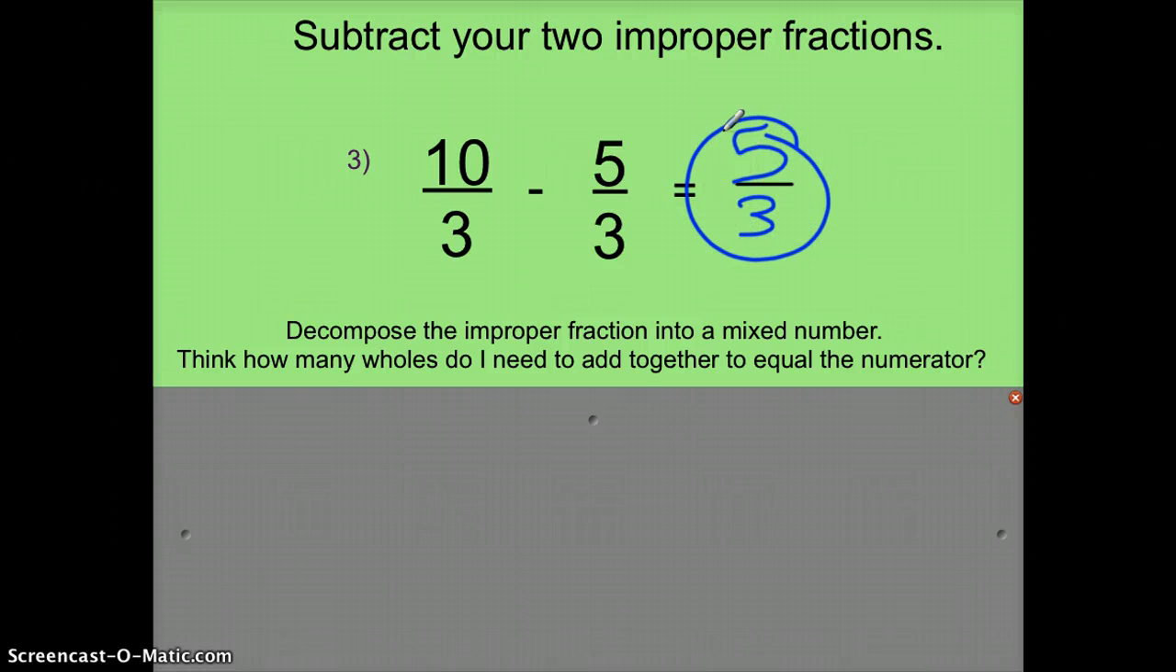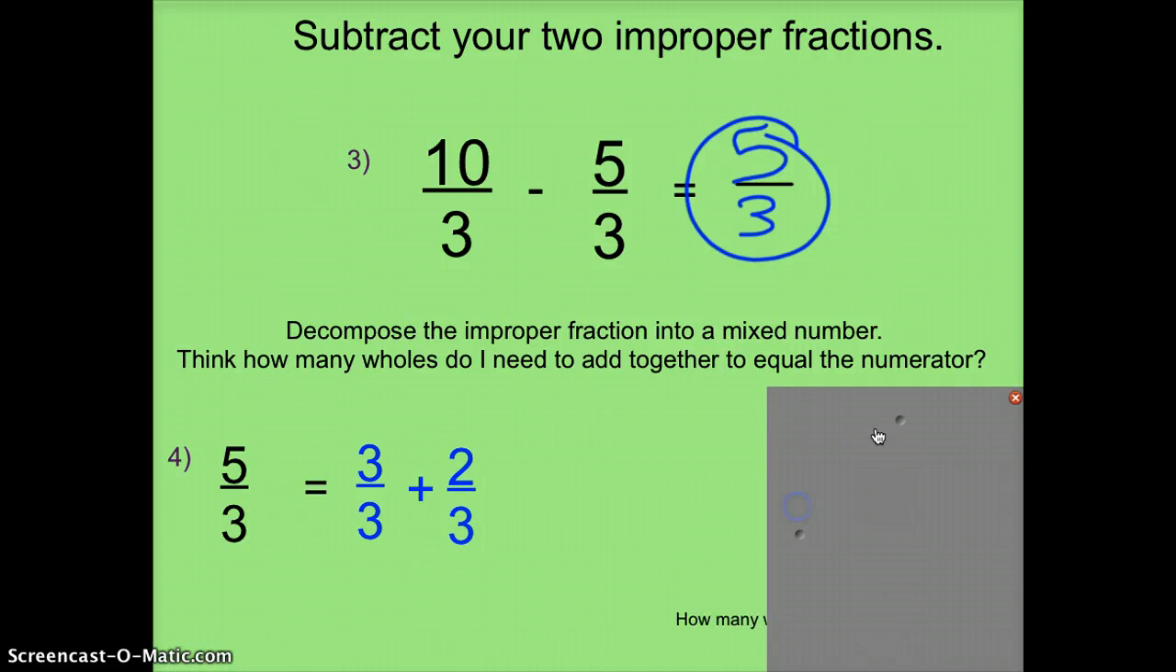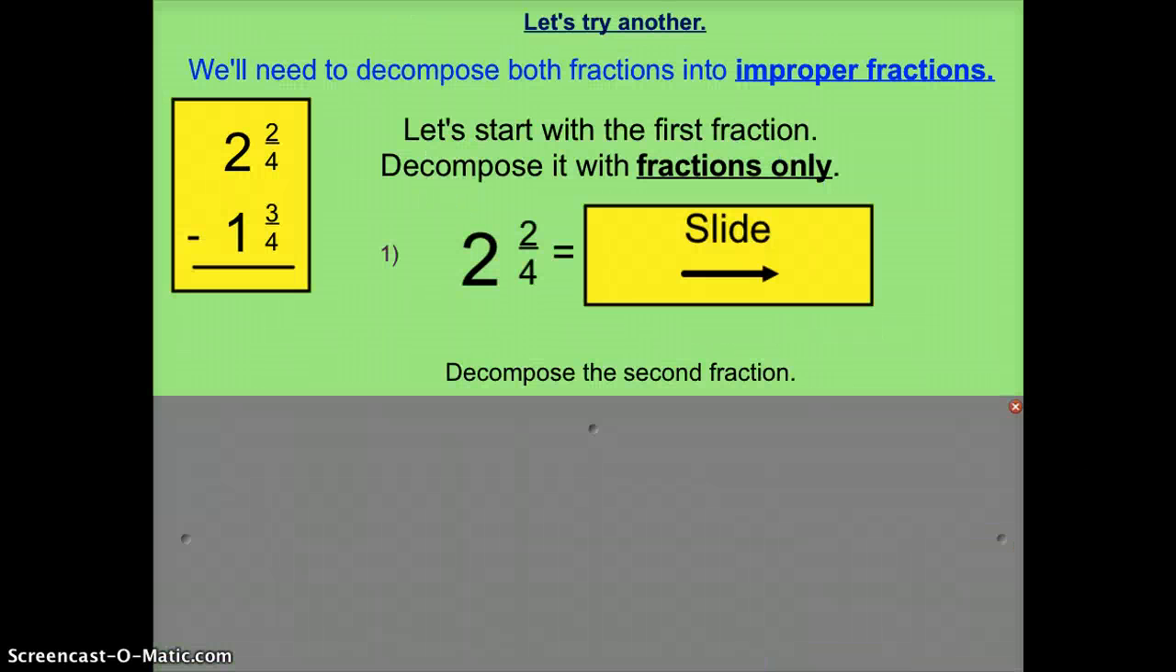This is my answer, but I need to make it back into a mixed number, so I'll decompose that. 5/3, I'm going to think, well, since it's improper, I know there's more than a whole in there, so I can start that number sentence with my whole. Here's 3/3. Now, if I add another 3/3, that'll give me 6. That's too many, so we'll do 3/3 plus 2/3. Now, to get our answer, I'm going to see in this sentence there's 1 whole and 2/3 are left. That's my answer. We'll do another problem like that.